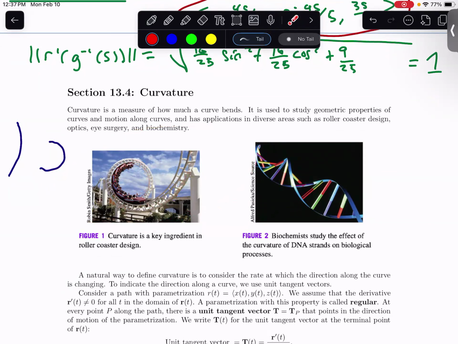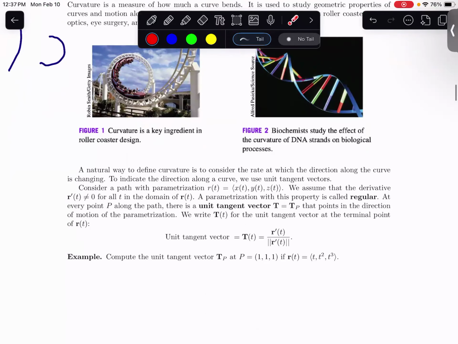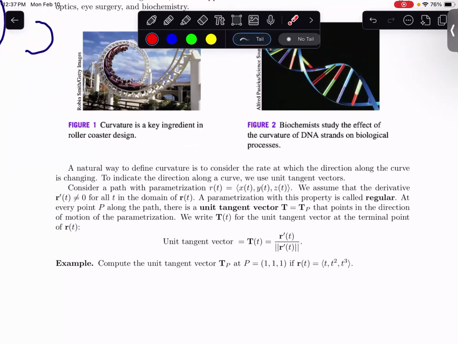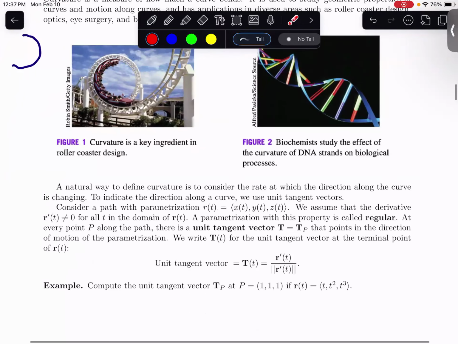And then I guess curvature, I don't know anything about biochemistry or anything like that. But I guess people study the effect of curvature on DNA as well. Maybe these various curvatures have some sort of influence on who you are as a person. I don't know, but maybe someone's interested in that.